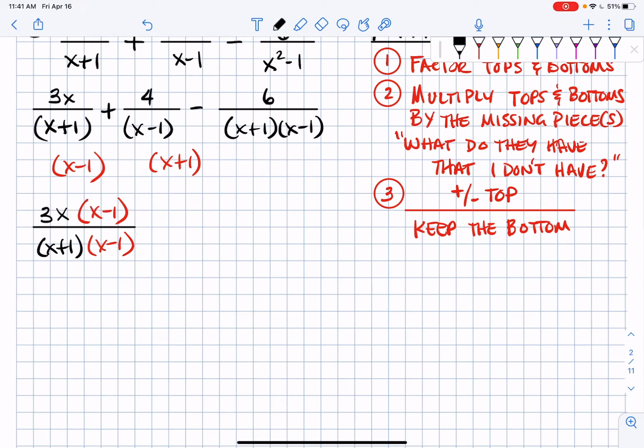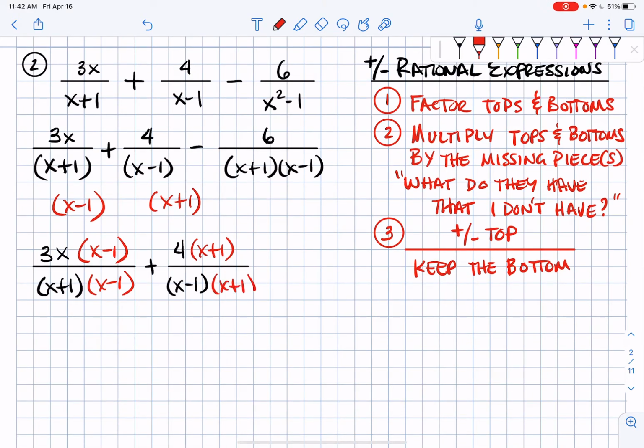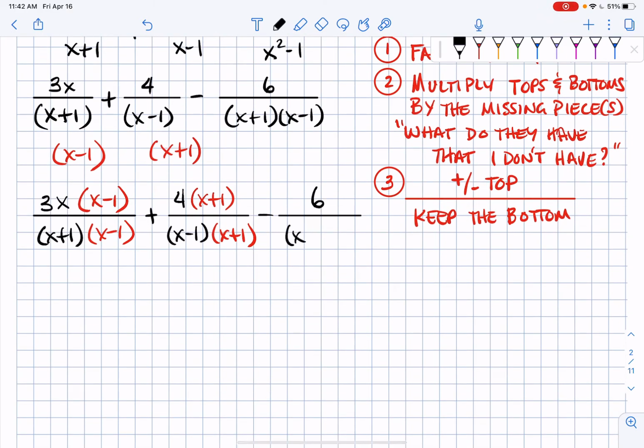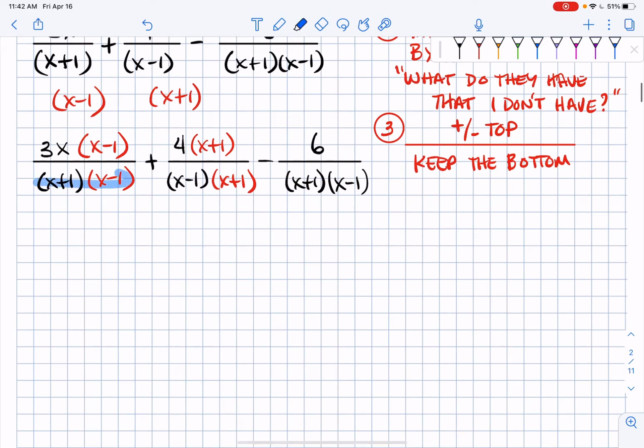Then I have a plus 4 times the x plus 1 over the x minus 1 times the x plus 1 as well. Okay? Minus, and since this is not multiplying anything, it's just going to be as is. There we go. So all three denominators have an x plus 1 and an x minus 1.